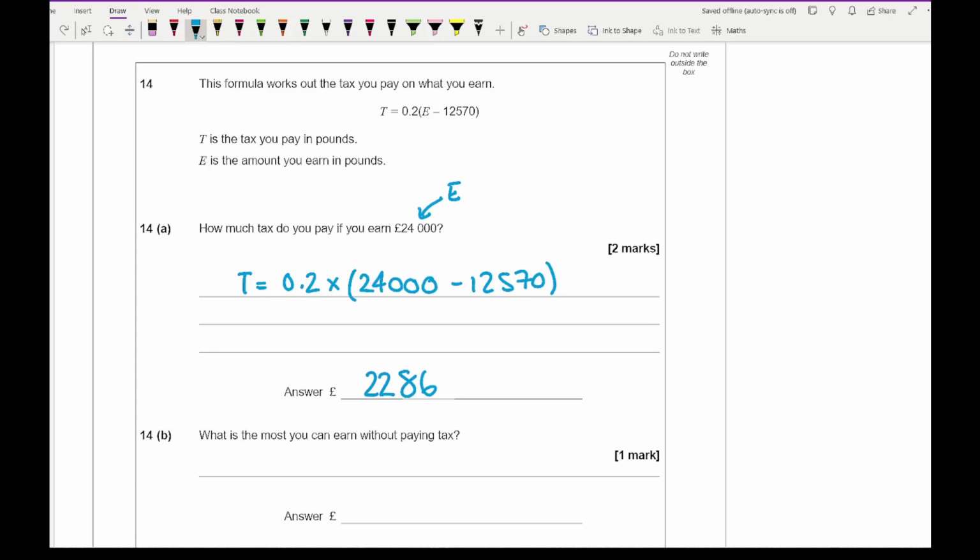The next question then says, what is the most you will earn without paying tax? So in order for you not to pay tax, basically t needs to equal 0. So then substituting this in, we'll basically need to make this bracket equal to 0. And so the tax threshold is going to be 12,570, because if it is that amount, I substitute it in, that's the only value that I'm going to get 0.